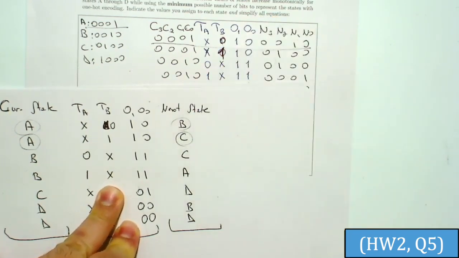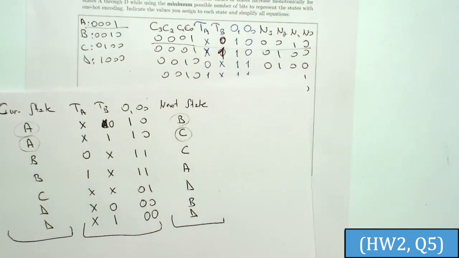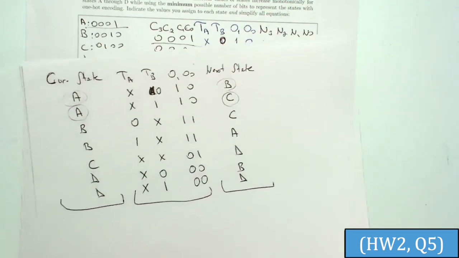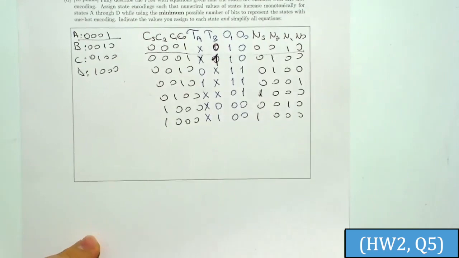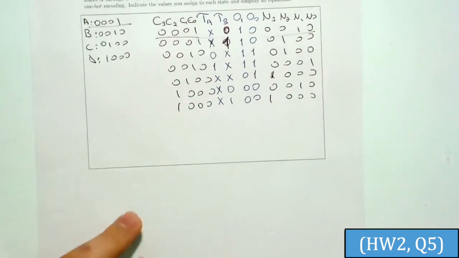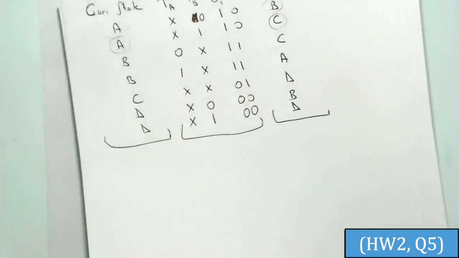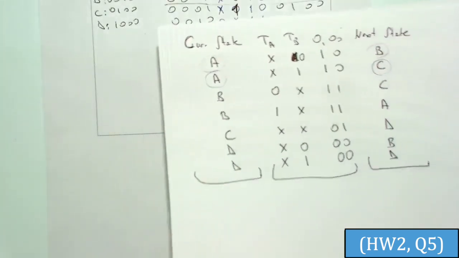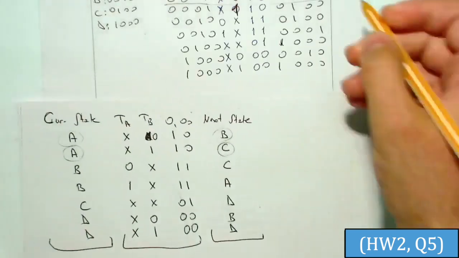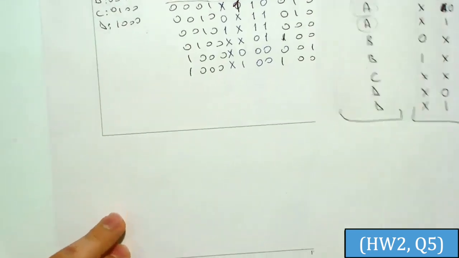Yes, that's true. When TB is 0, I go to B, and when TB is 1, I go to C. Yeah, that's correct. Okay, so based on that, I'll write the next states and also the outputs, right? C and B. Okay.